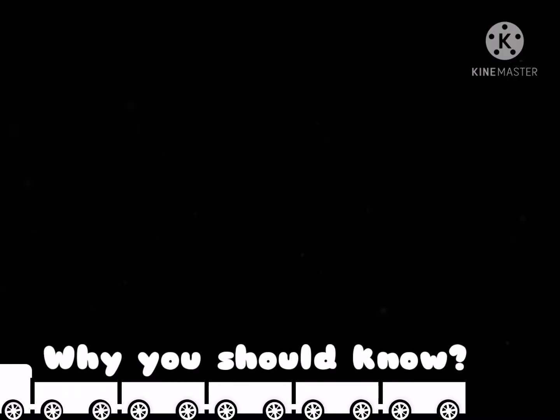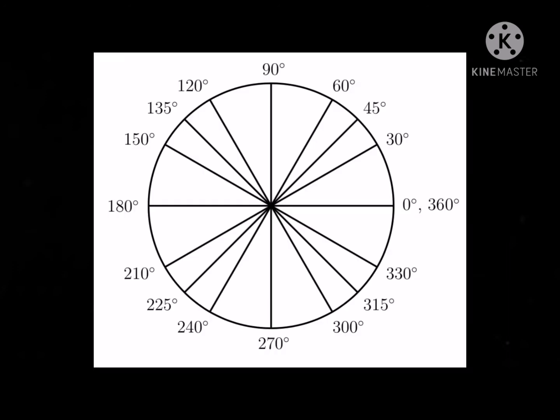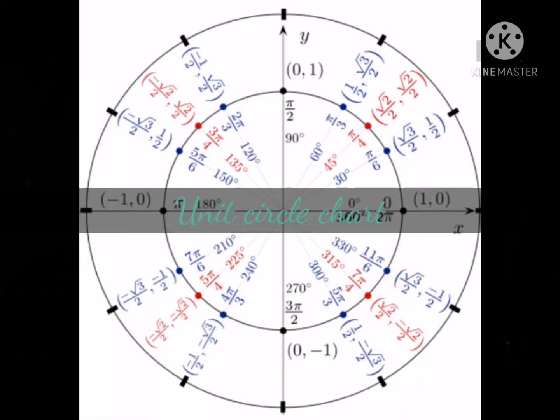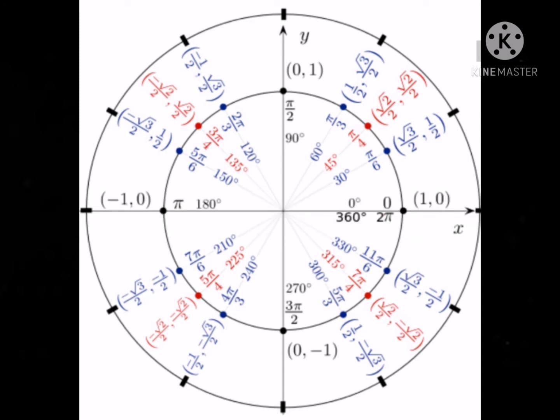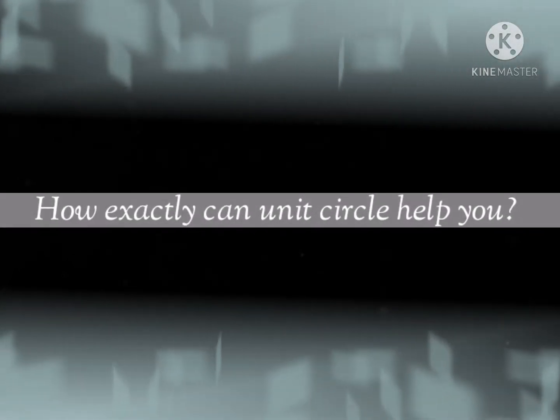Why you should know the unit circle? The unit circle is helpful because it allows us to easily solve for the sine, cosine, or tangent of any degree or radian. It's especially useful to know the unit circle chart if you need to solve for certain trigonometric values for math homework or if you're preparing to study calculus. But how exactly can knowing the unit circle help you?